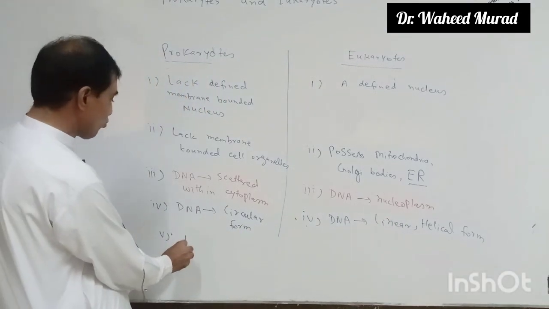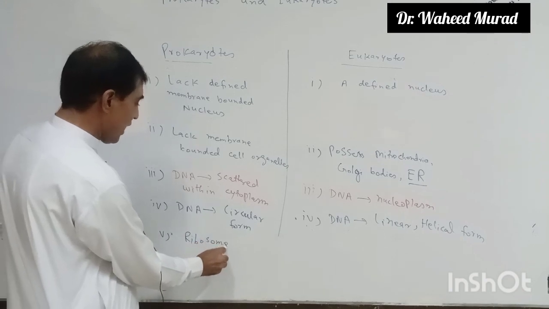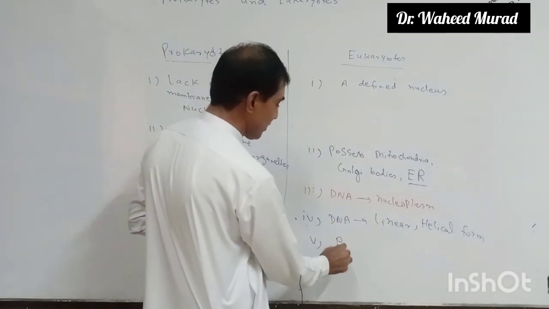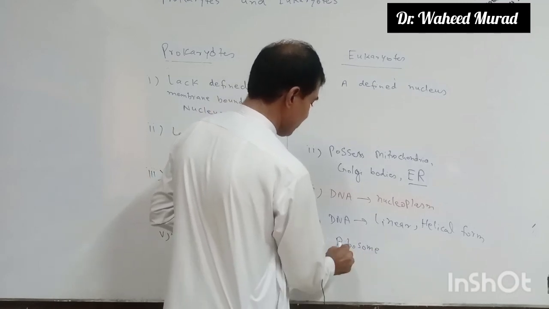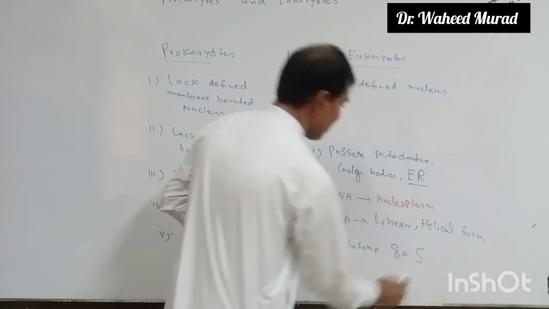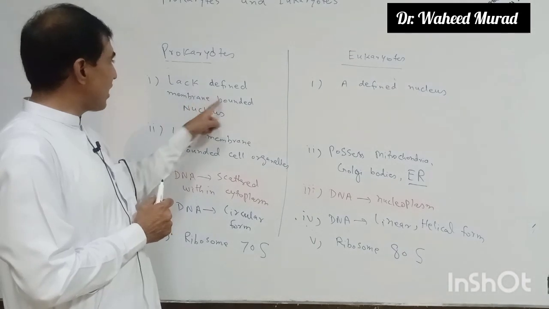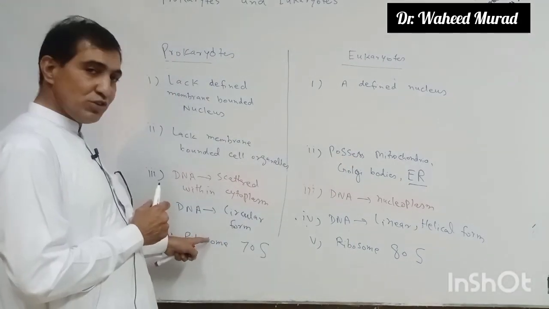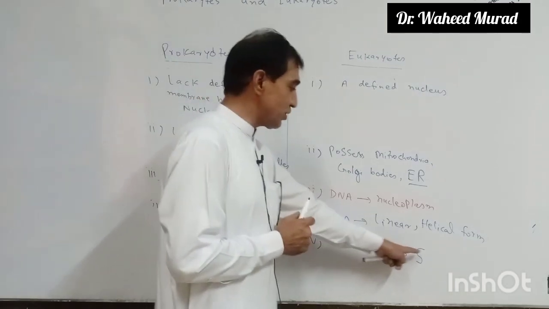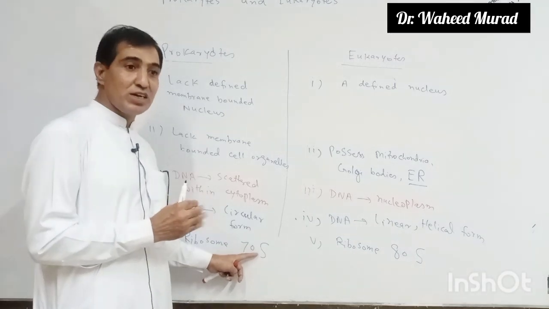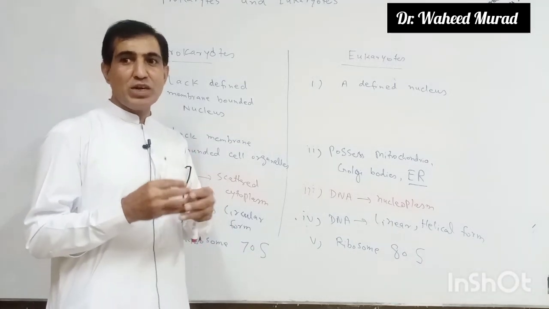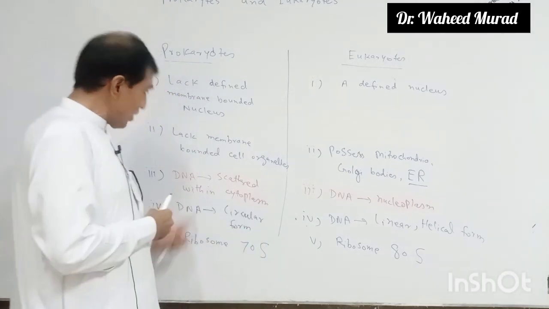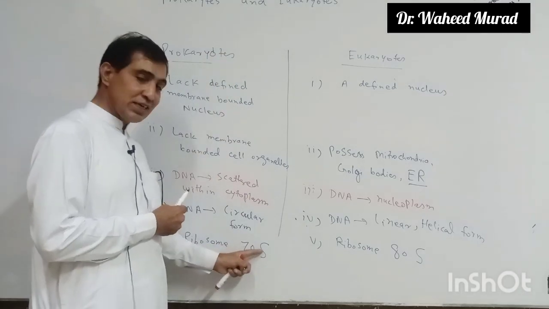Now the next difference, that is ribosome. Ribosome in case of prokaryotic cell is 70S, while in eukaryotic cell, the ribosome is 80S. As I told, the membrane-bounded cell organelles are absent in prokaryotic cell, while they are present in eukaryotic cell. But ribosome is the only cell organelle which is present in prokaryotic cell, and that is 70S. Here the ribosome is 80S. S stands for Swedberg unit. What is Swedberg unit? What is sedimentation rate? What is centrifugation? We will talk about centrifugation. It shows the centrifugation rate. So the ribosome of prokaryotic cell has 70S.